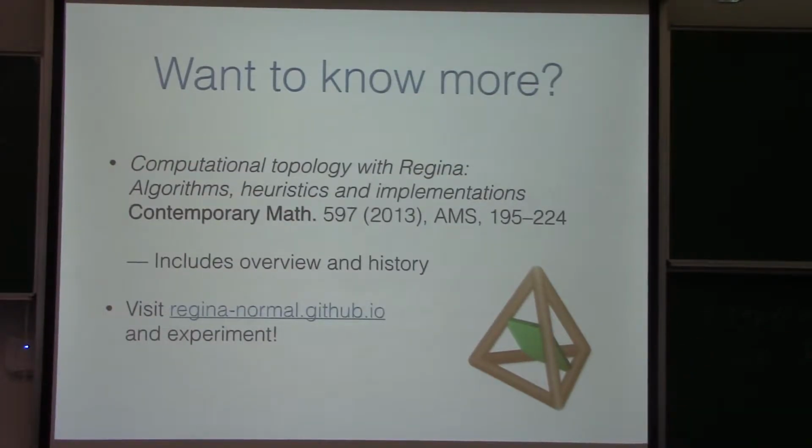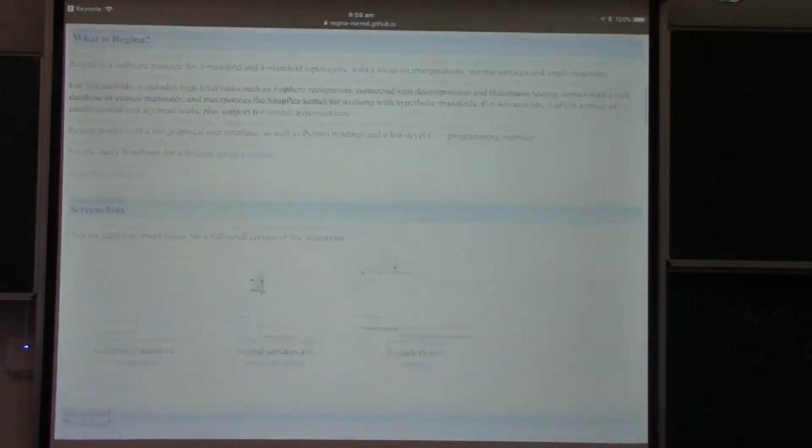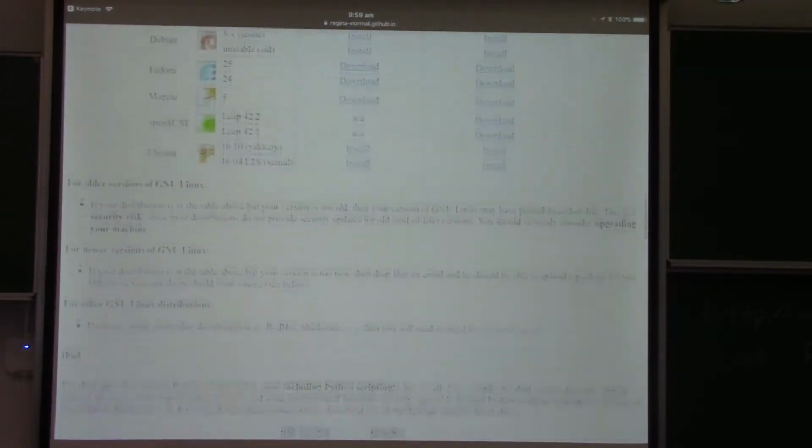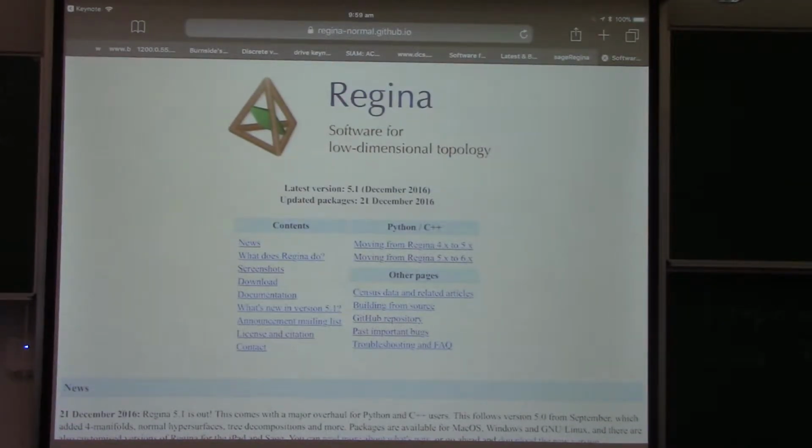Before I get to the demo, let me just show you a couple of things on the website. So this is the website. You can download it here from your favorite Linux distribution or Mac OS or Windows. Because Regina cares so much about correctness, if there is a problem, I will tell you about it, and I will put it here. So you will see this link called Past Important Bugs.